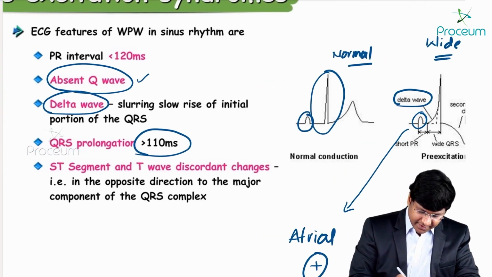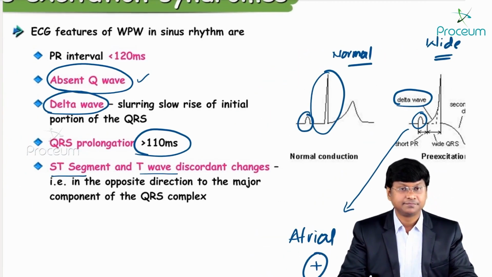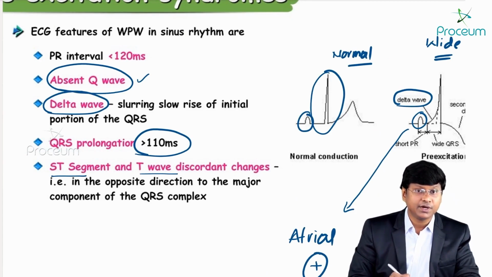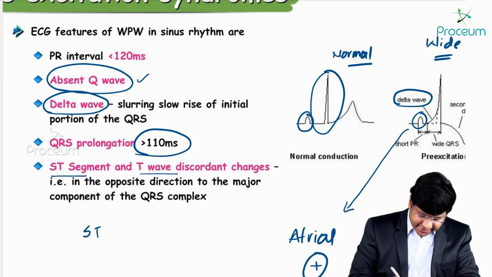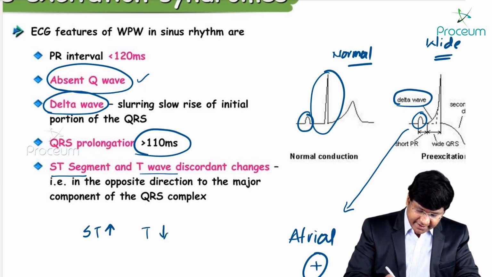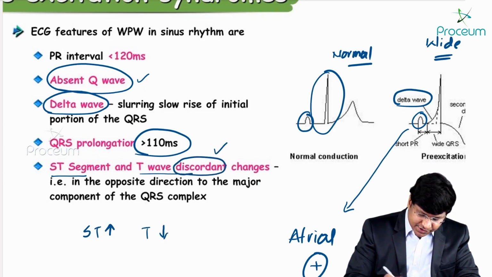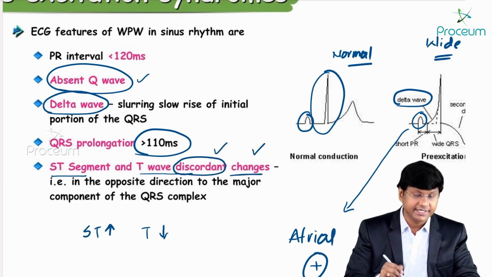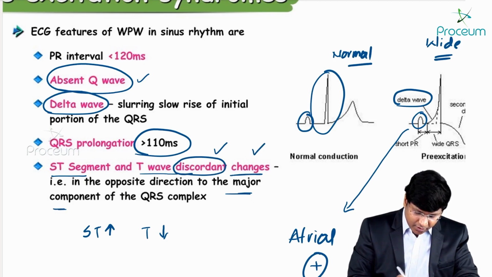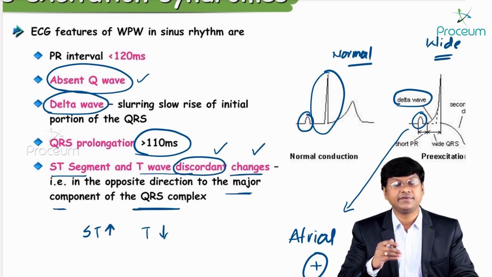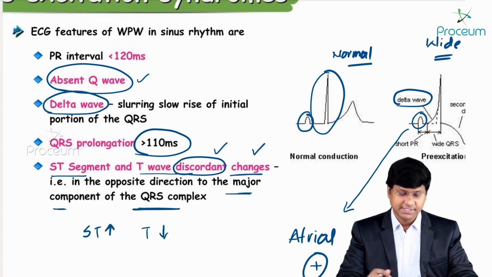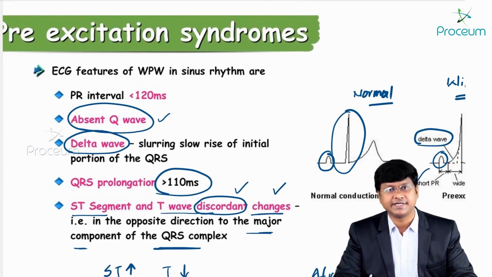And what will happen to your ST segment and the T wave? You have discordant changes. For example, if the ST segment is positive, then the T wave will be inverted. So the ST segment and T wave will have discordant changes, that is, in the opposite direction to the major component of the QRS complex. The T wave will always be in the opposite direction to the major component of the QRS complex. That is what you will see in the pre-excitation syndromes.